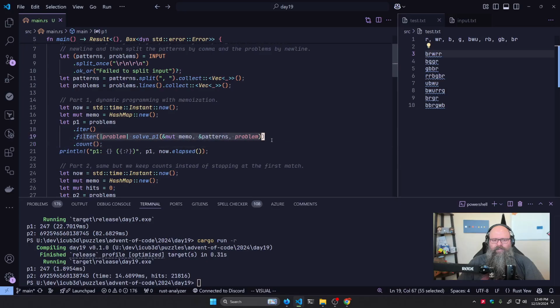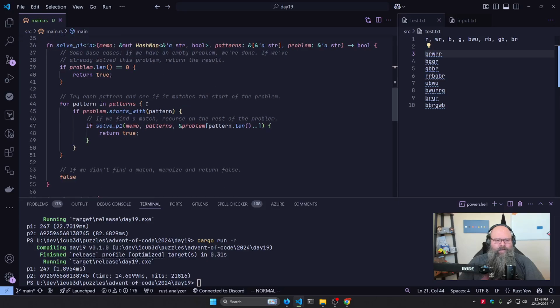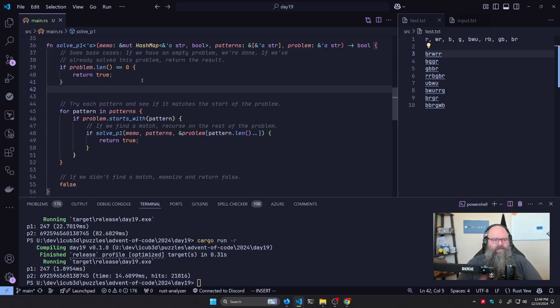So I use filter to find the ones that are true and count them up, and that gives me my part 1. So what does it look like? Oh, I'm not using a memo here. That's kind of funny. I was dorking around with some stuff, and so that's why it's not here.